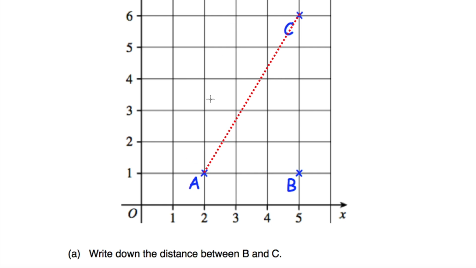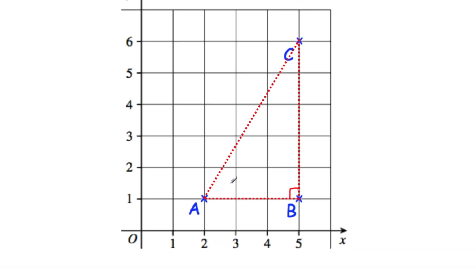I could draw it this way where I go up and across and avoid the point B, or I could go across and then up. I'm just going to go across and then up because that's what I've done on my written solutions on the website. So we've now got our right angle triangle. There will be a right angle there. We can now use Pythagoras' theorem to work out the distance between the points A and C.